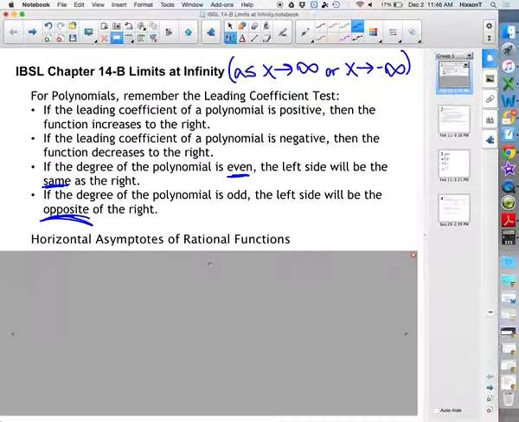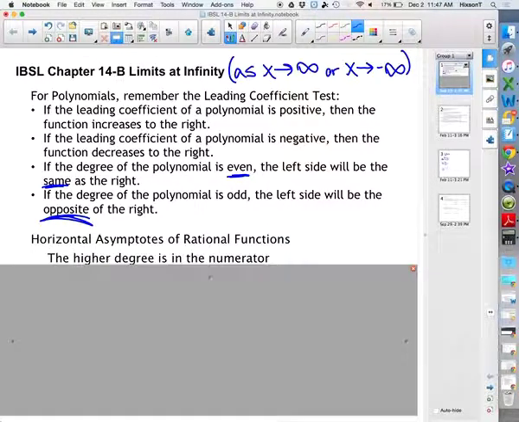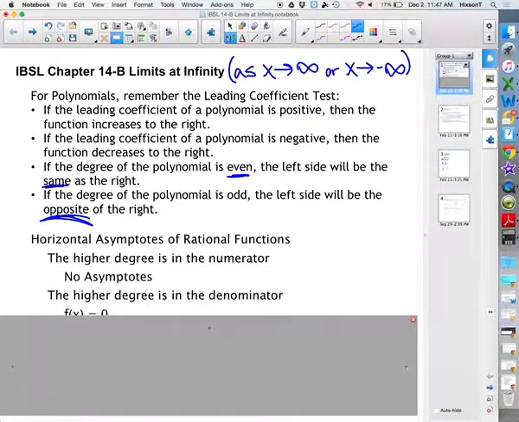Alright, so now we know what happens when the degree on top is bigger. We know what happens when the degree on the bottom is bigger. What happens if the degrees are the same? You put the leading coefficient of the numerator over the leading coefficient of the denominator.